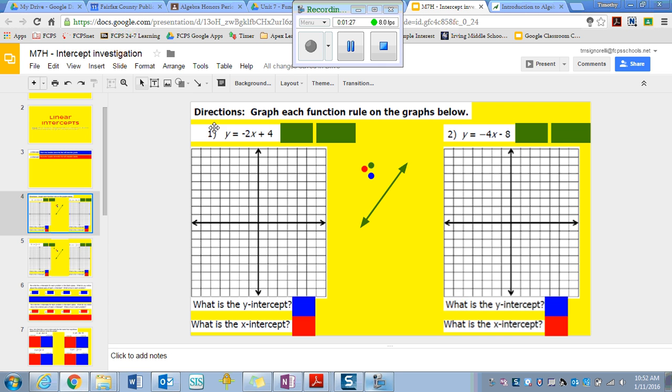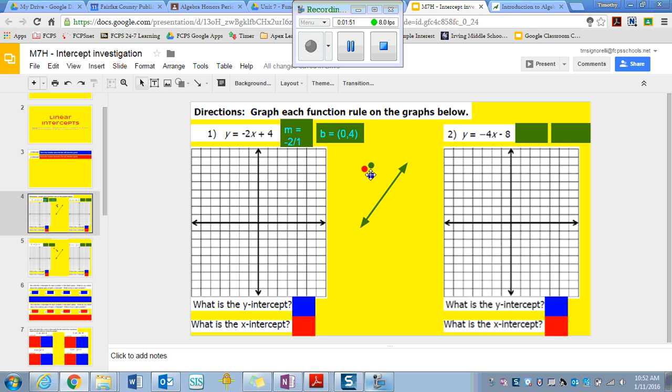So looking at this equation here, it's already in slope-intercept form. When we identify our slope, well, we know that we can't leave it as an integer, so we go ahead and convert this to a fraction. So we have the slope of -2/1. And our y-intercept, we have the point (0, 4).